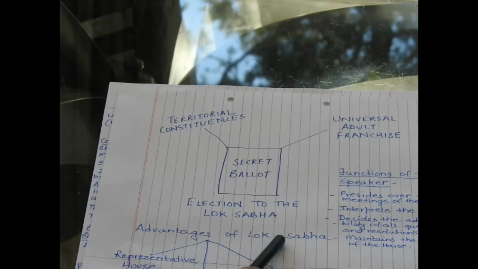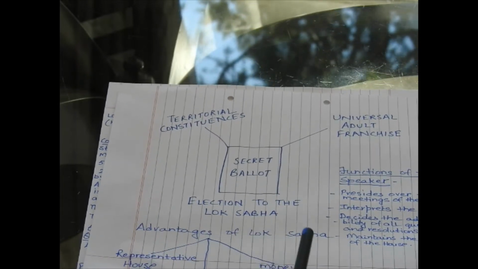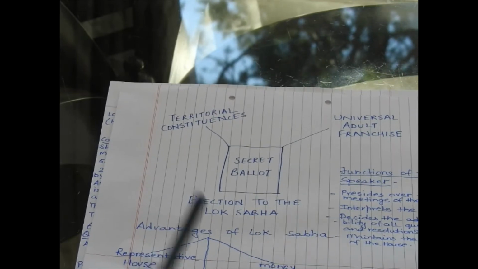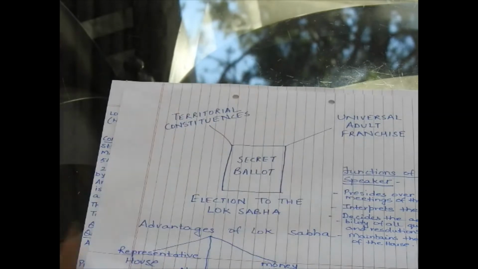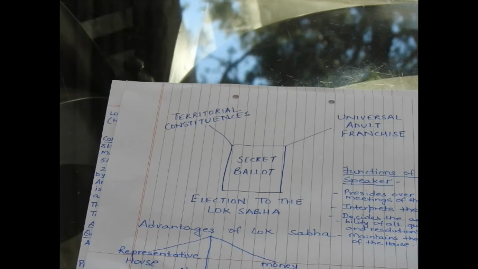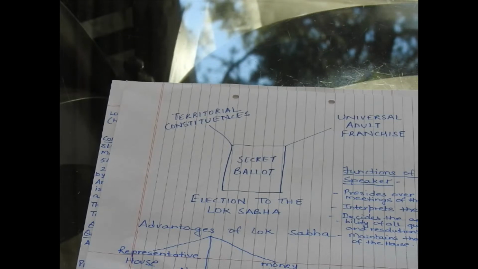Now let us come to the advantages of Lok Sabha. As this is a representative house, people of our country elect Lok Sabha on the basis of universal adult franchise. Universal means meant for all. Adult means those who have attained the age of 18. Franchise means their right to vote. It means all those citizens of India who have attained the age of 18 are entitled to vote without any discrimination made on the grounds of caste, color, creed, religion, sex, place of birth, etc.